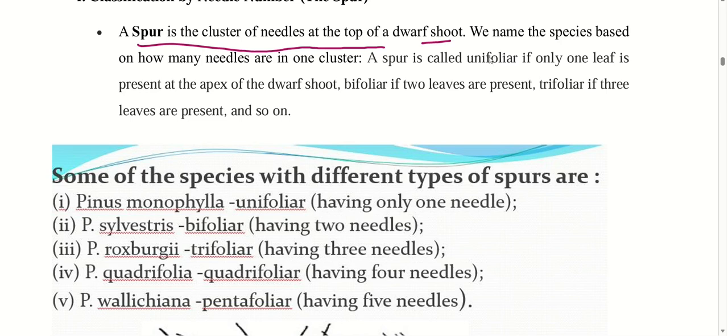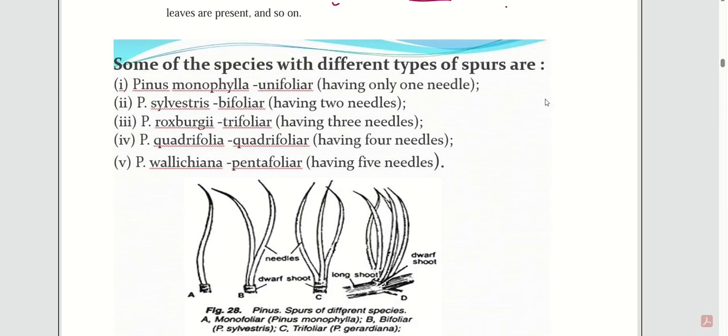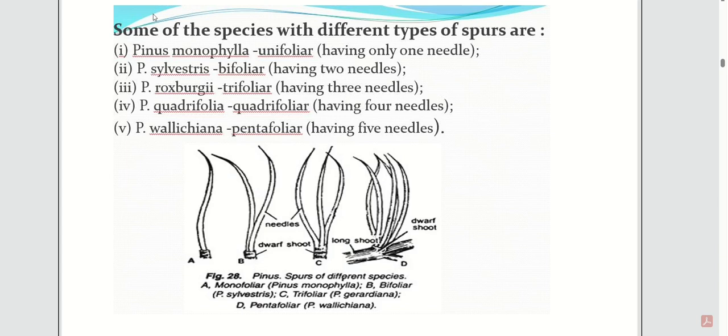That is, a spur is called unifoliar if only one leaf is present at the apex of the dwarf shoot, bifoliar if two leaves are present, trifoliar if three are present, and so on. Some of the species with different types of spurs are clearly shown here.